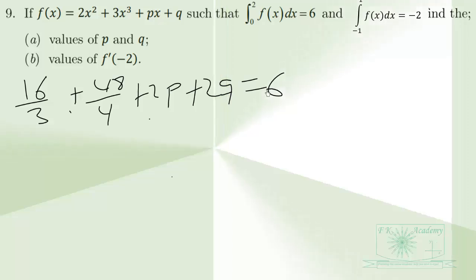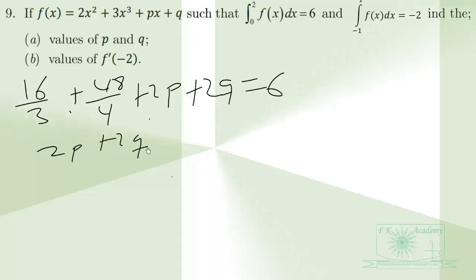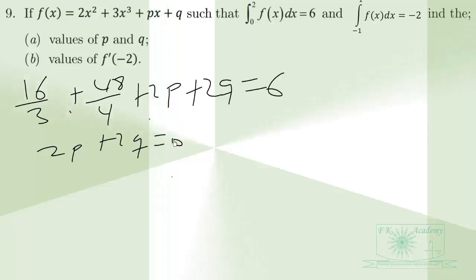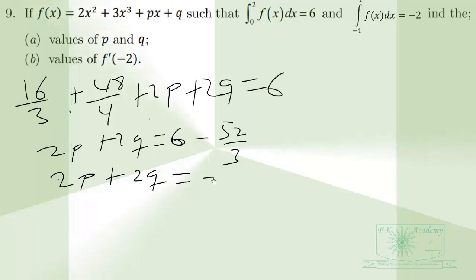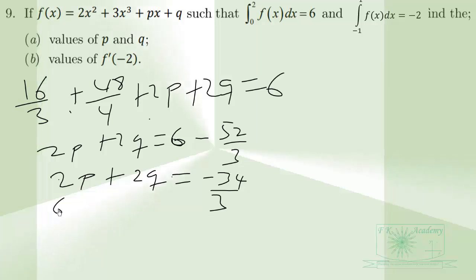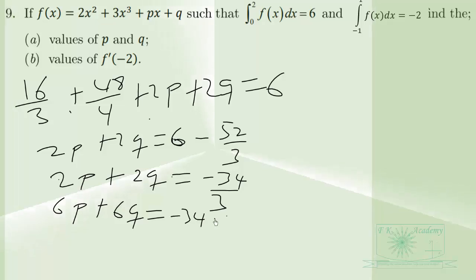So we are going to obtain 2p plus 2q is equal to 6 minus 52 over 3. And this will give us 2p plus 2q is equal to negative 34 over 3. Or in other words, we have 6p plus 6q is equal to negative 34. So we can call this equation 1.